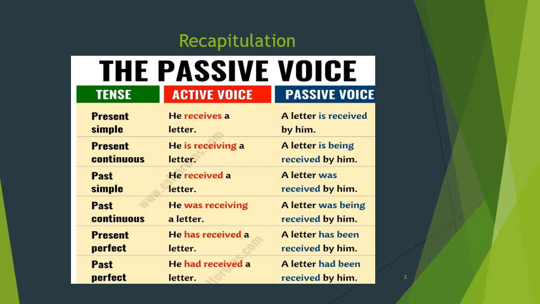Past continuous. He was receiving a letter. A letter was being received by him. Present perfect. He has received a letter. A letter has been received by him. Past perfect. He had received a letter. A letter had been received by him. Present perfect continuous tense and past perfect continuous tense do not have the passive form.